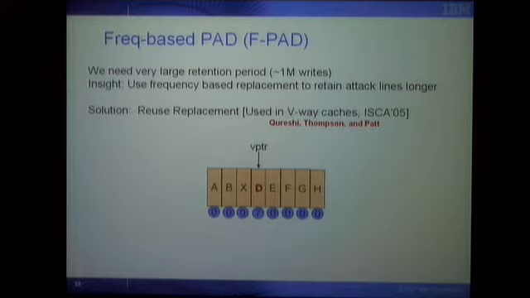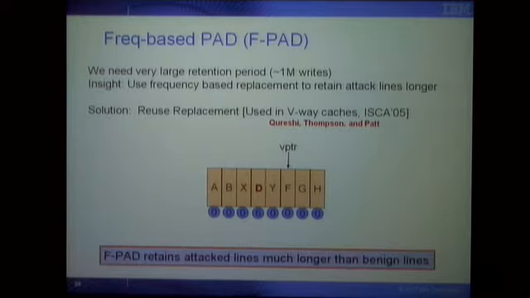Let's say you want to enter another line, Y. Line D's counter value is not 0, so the counter is decremented, and then you check the other line. It's indeed 0, so you install line Y, and then you increment the counter. So essentially this retains the attack lines much longer than other lines.